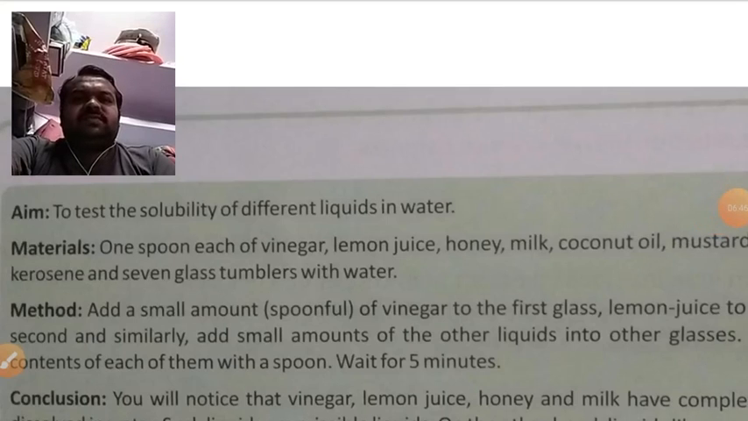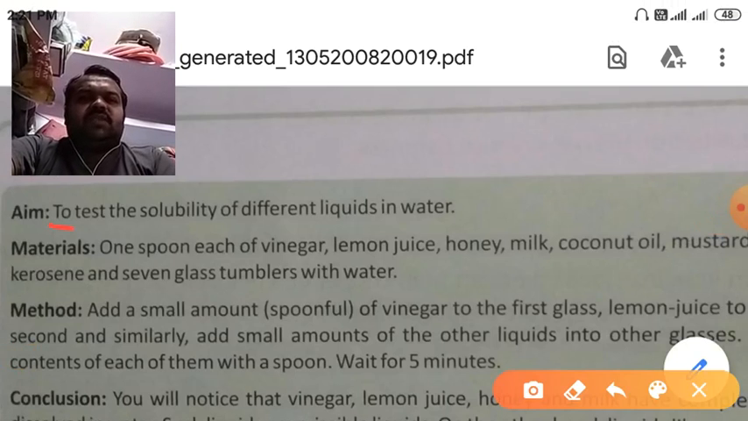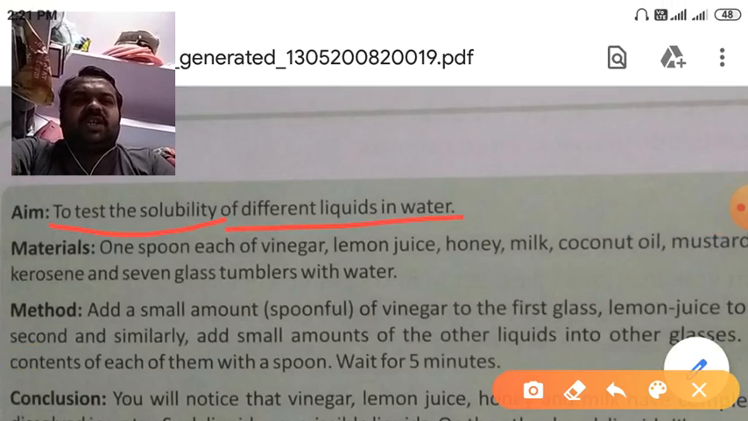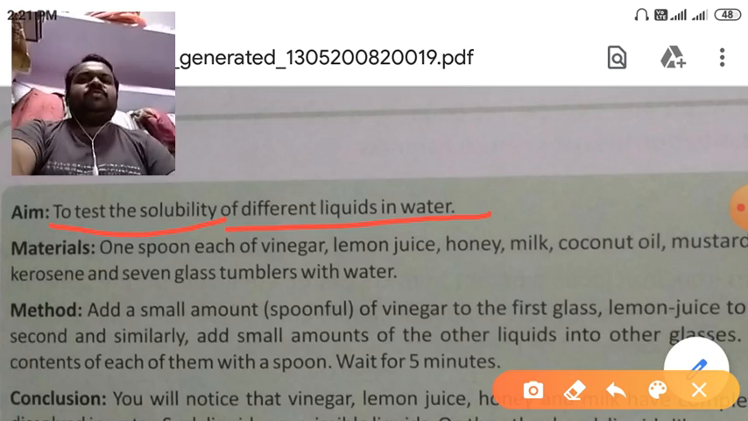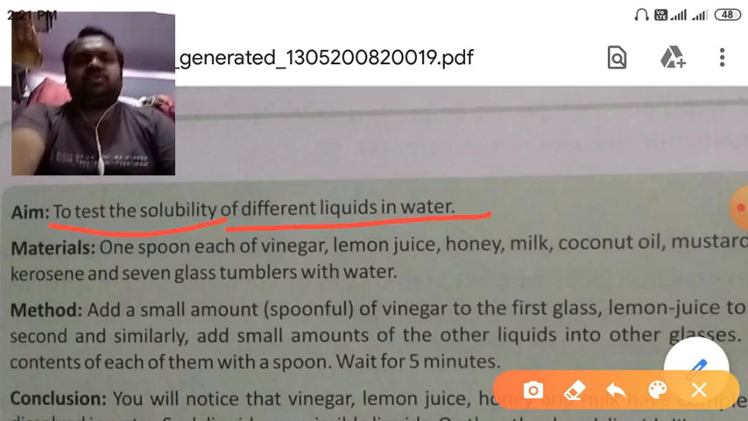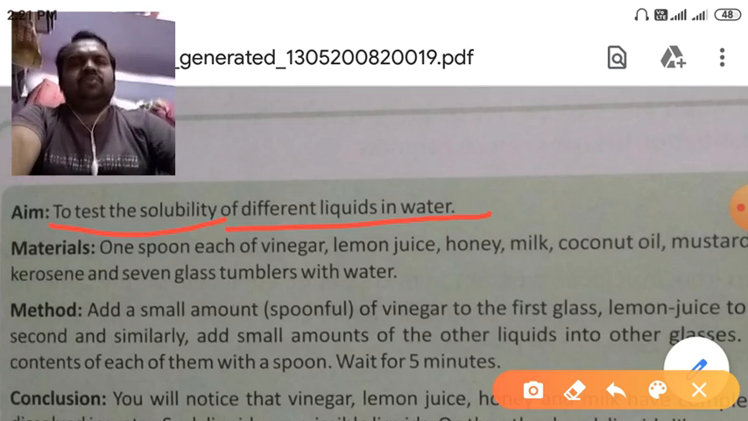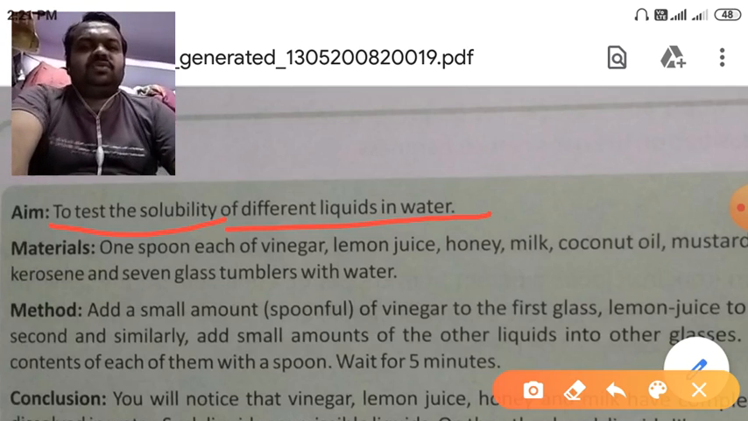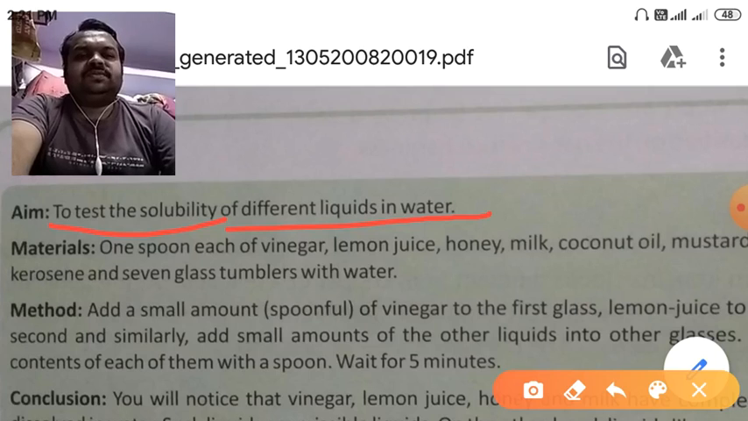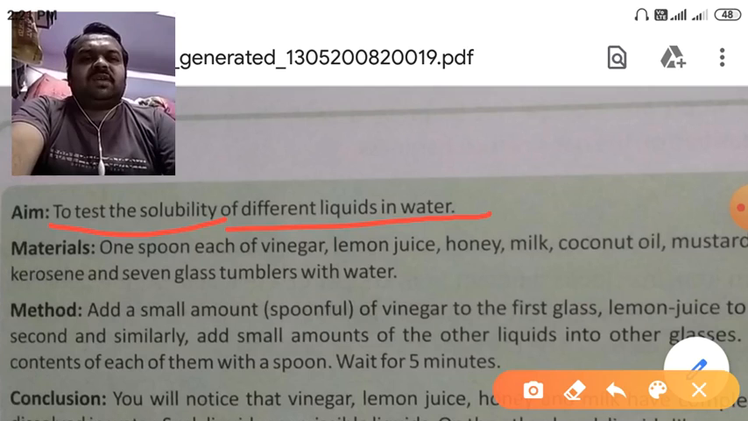Now next, the second activity: we are looking here to test the solubility of different liquids in water. This practical was also shown to you in the previous video. I showed you how honey dissolves in water and oil doesn't dissolve in water.